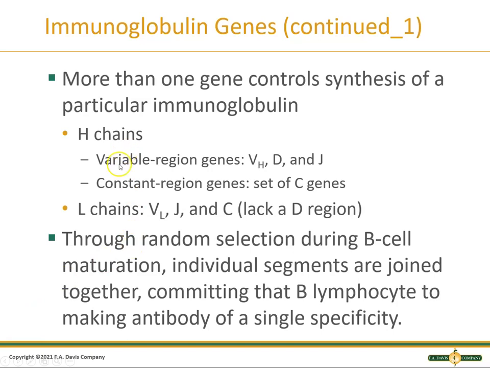So the H chain, remember there is a variable region, so we have variable H, D, and J, which we'll talk about here in a little second. Then we have constant regions, which are controlled by the C genes. The light chains are controlled by the variable light, the J and C, so they don't have the D like we had up here in the heavy chains. So through just random selection during B cells' maturation sequence, these segments are joined together and tell the B cell, this is what antibody you're making, and this is what the specificity is going to be. So there's a lot of combining going on through that.